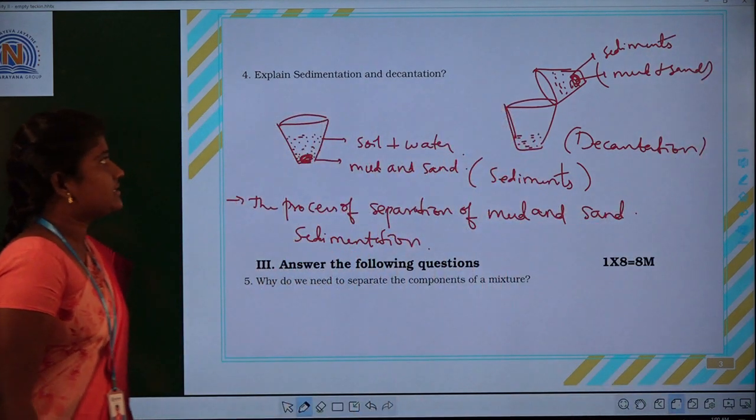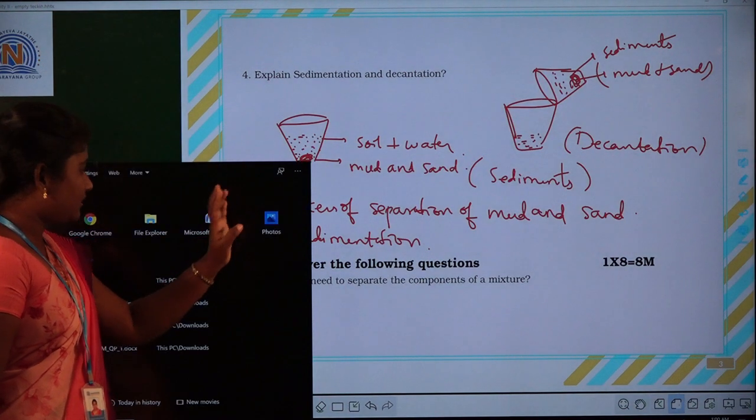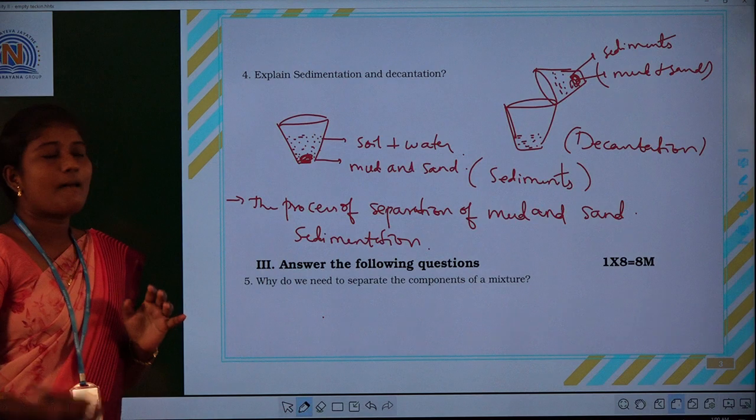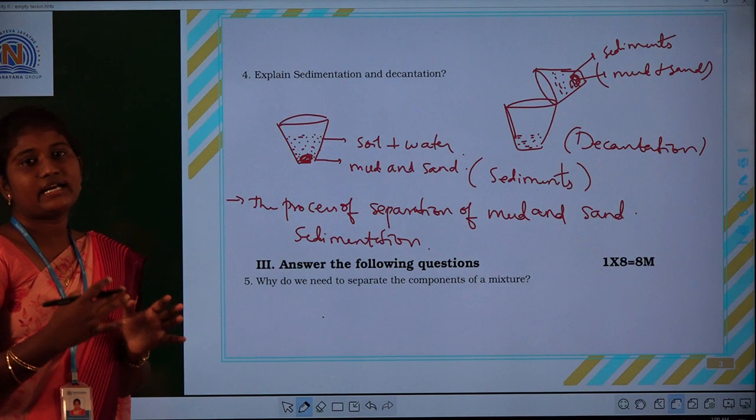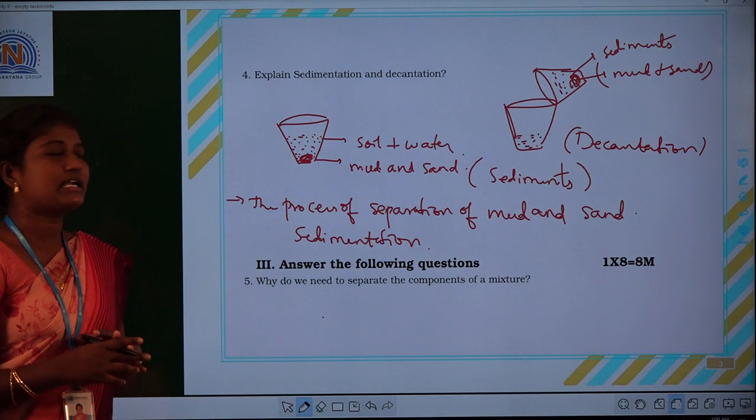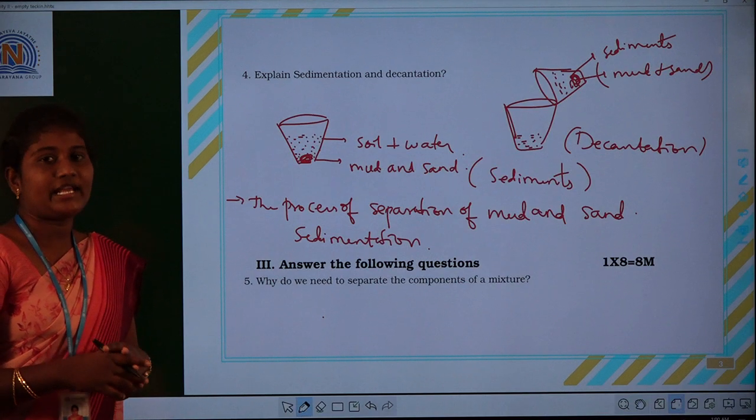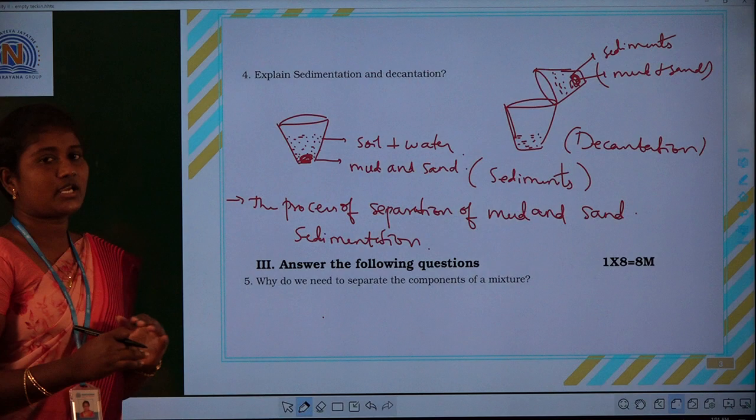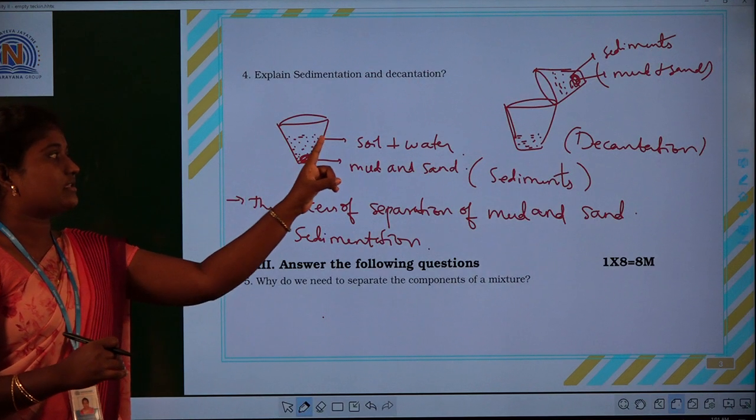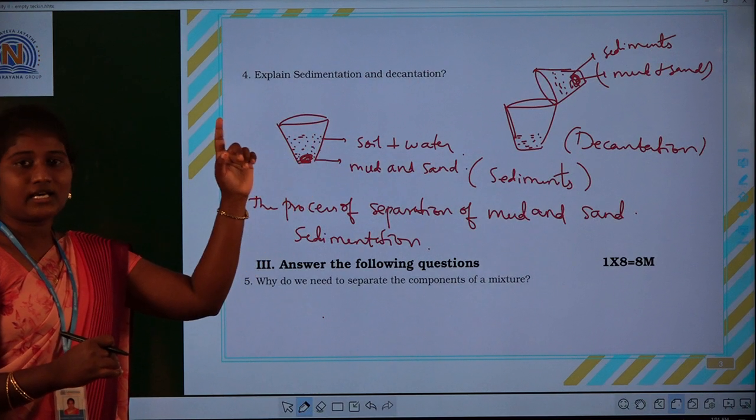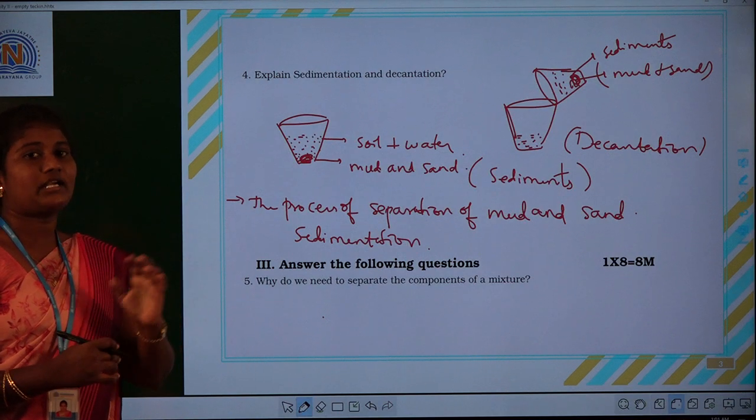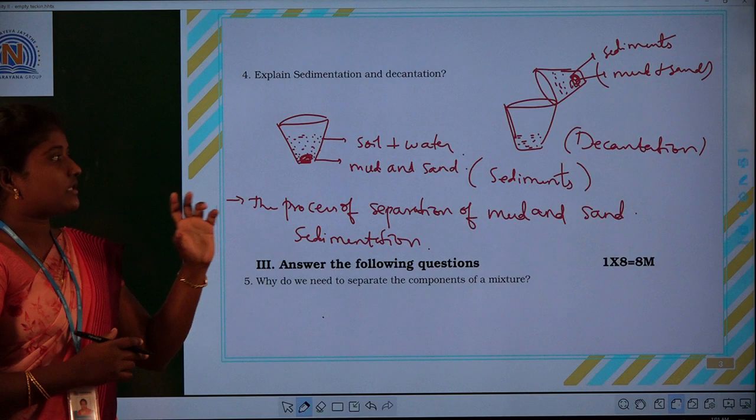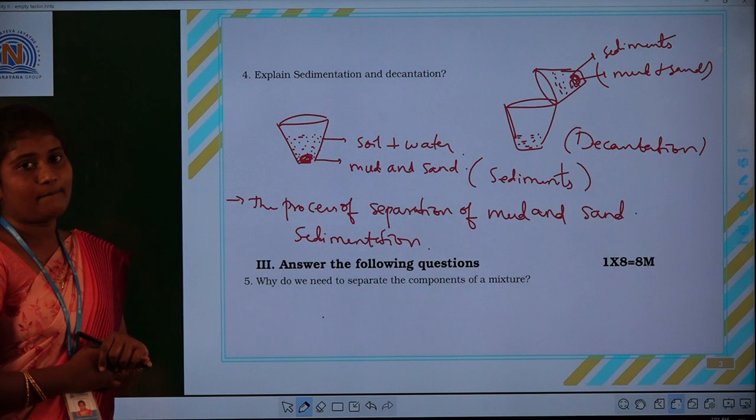Okay, let us see now. Sedimentation is the process of separation of mud and sand. After completion of the sedimentation, lift up the glass and keep it in an inclined position on another glass tumbler. You have to separate only water from the sediments. That process is called decantation.